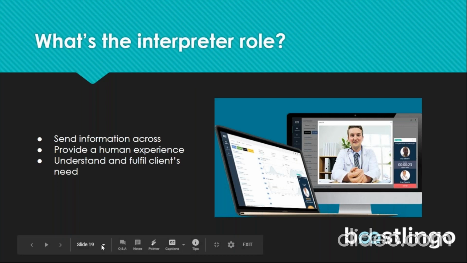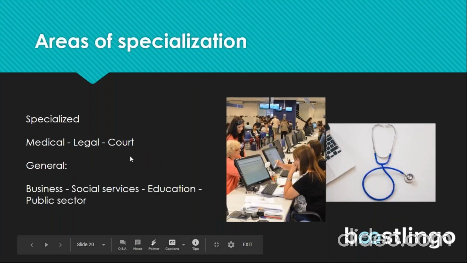Yeah, that's a good point. Sorry to interrupt you. You're advocating for the clients, so you're the person who's able to transmit what they're trying to accomplish in the session. Yeah, great point. Absolutely.